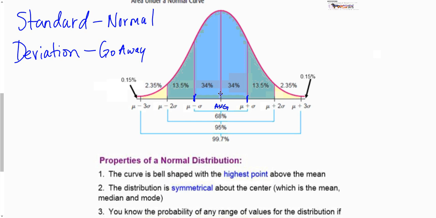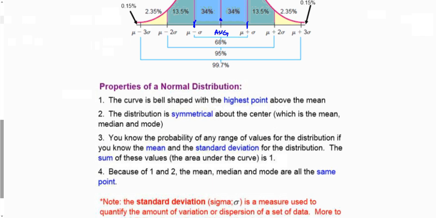The highest point is always straight up above the average. It is also symmetrical. So if you notice, all the numbers to the right match all the numbers to the left. The thing that's interesting about this is that you can actually calculate the probability by using the percents that are underneath the curve. So if I ask you probability questions, you just have to read between a certain range, and then you'll be able to tell me the probability that that event would occur.